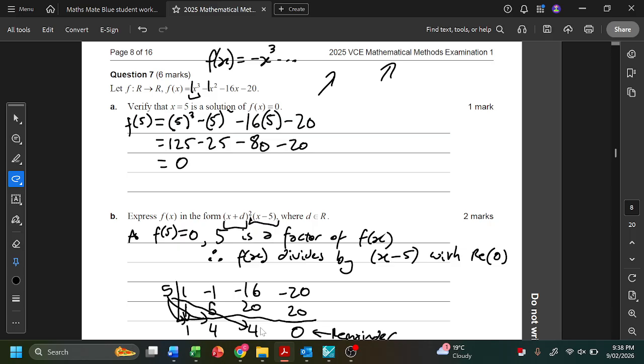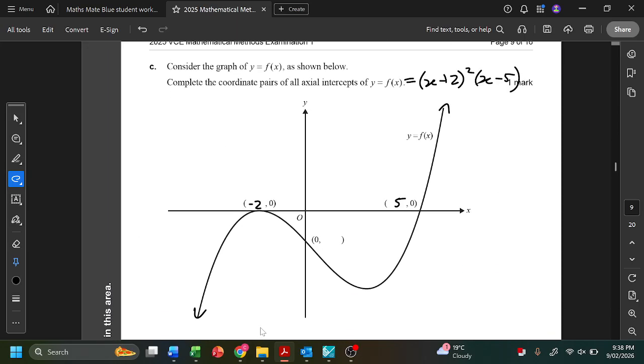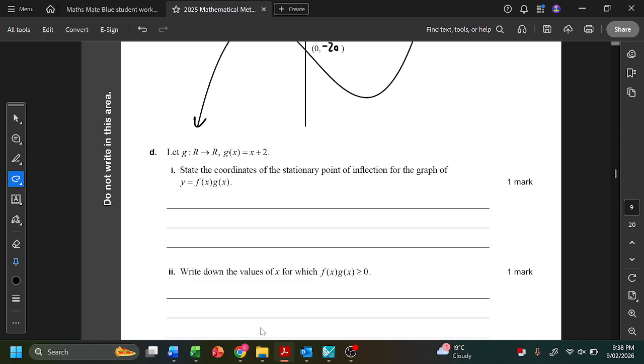So we can see if I put in x equals 0 into this function here, that's going to cancel, that's going to cancel, that's going to cancel. We'll just be left with -20 as our y-intercept here. So that's an answer of -20 there. All right, so moving on.